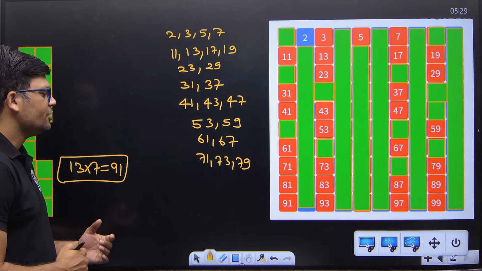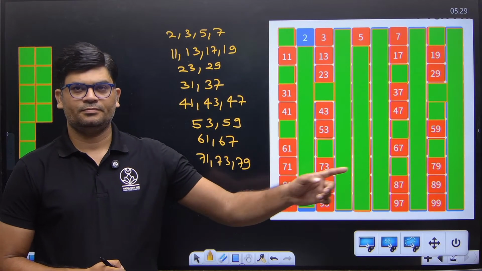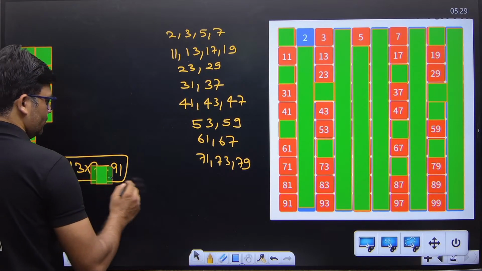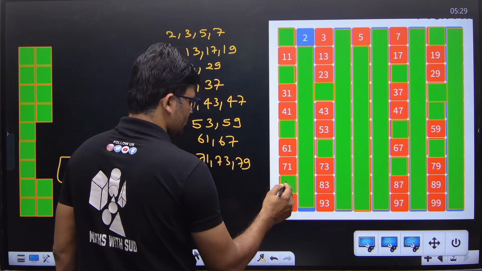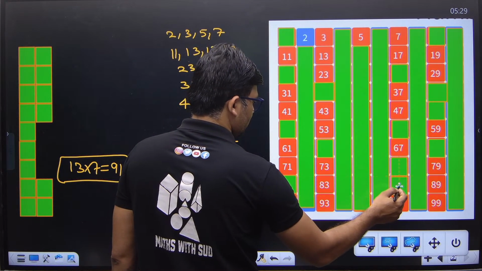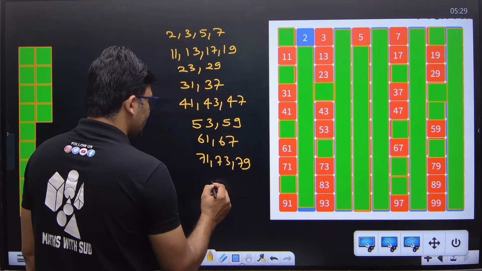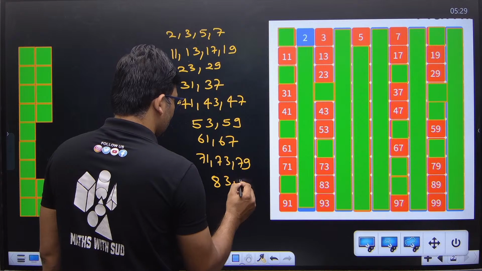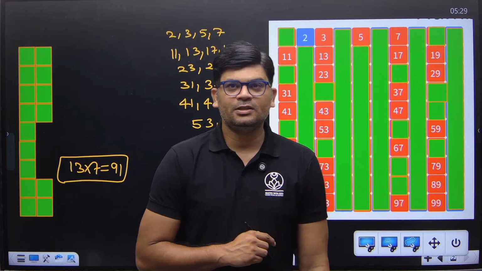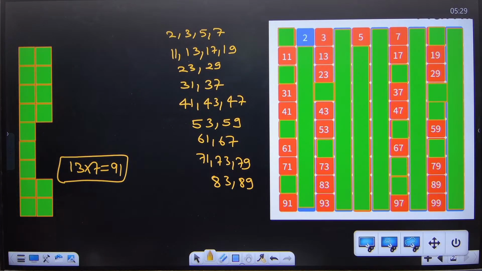Can you tell me in the next row what are the numbers which are divisible by either 3 or 7? Yeah, 81 is divisible. Very good. And yeah, so the numbers left are 83 and 89. Can you tell me in the next row the numbers which are divisible by 3 and 7?